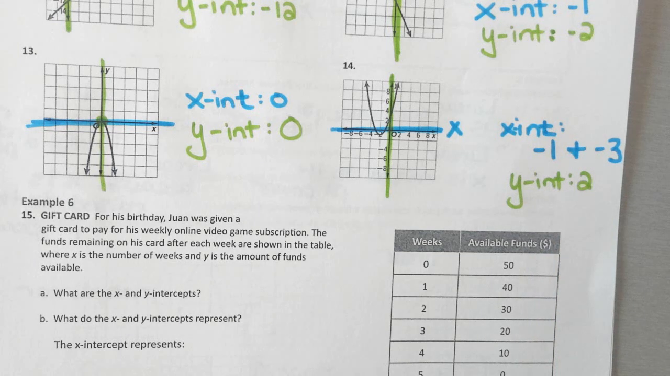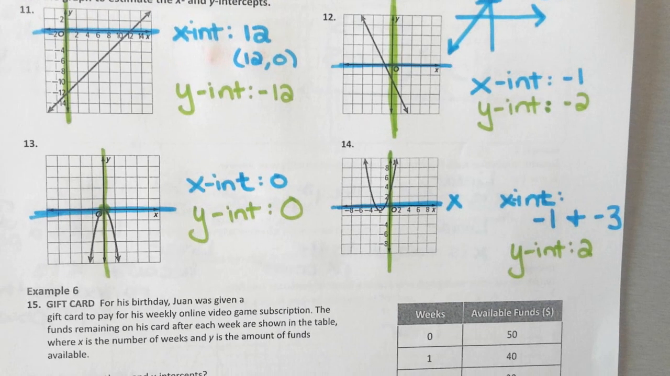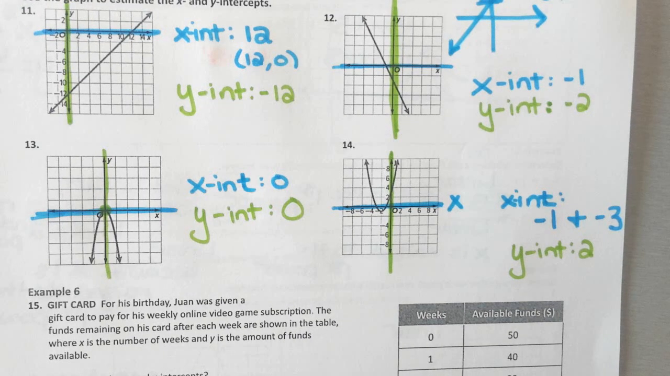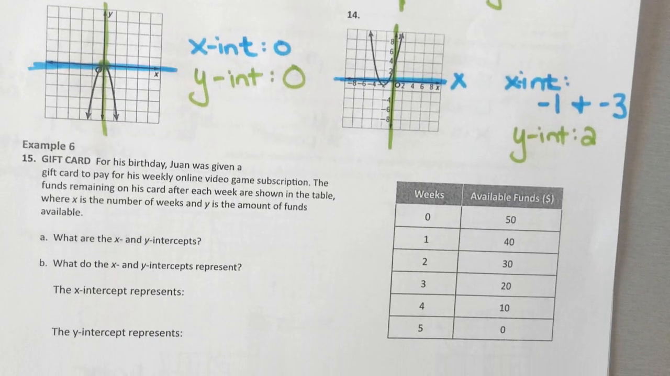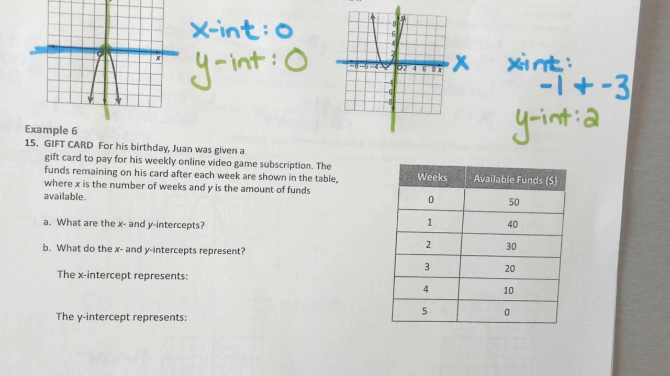Okay. Now, last example I want to show you. What if instead of giving you graphs, what if I gave you a table and some information instead? So if you look at 15, for his birthday, Juan was given a gift card for his weekly online video game subscription. The funds remaining on the card after the week are shown. What are the x-intercepts and the y-intercepts?